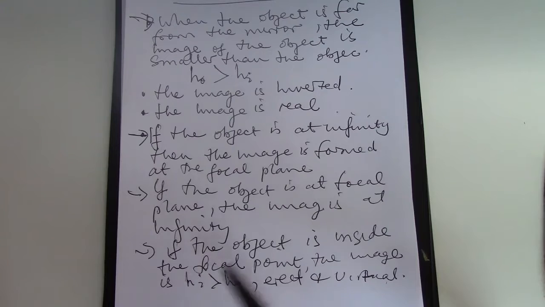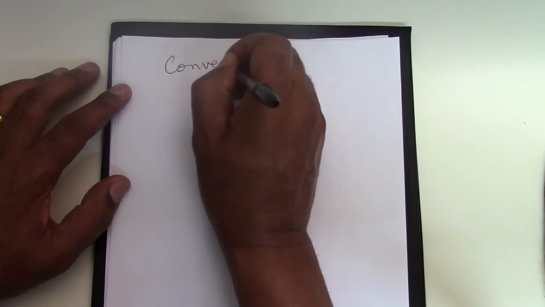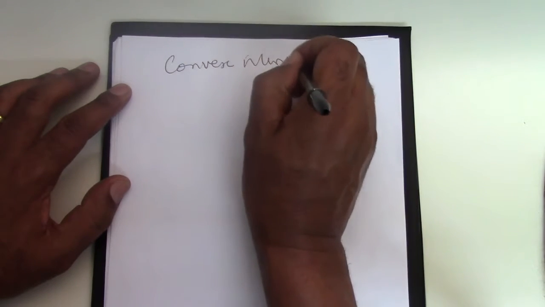If the object is inside the focal point, then the image will now become virtual and magnified, larger than the object itself. Right. So this is in the case of a concave mirror. So let's look at the convex mirror. Convex mirror, what happens?